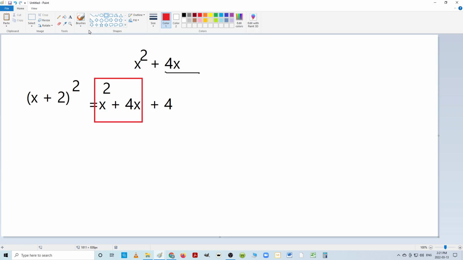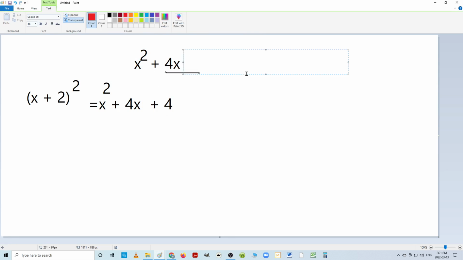Well, maybe there's a way of turning this into that. And it's obvious. I just add 4. So that means I can just add 4 up here to create my perfect square. But I'm not allowed to do that mathematically or in chemistry. If I do that, I have to subtract 4. I haven't changed it. I added 4, and I subtracted 4.